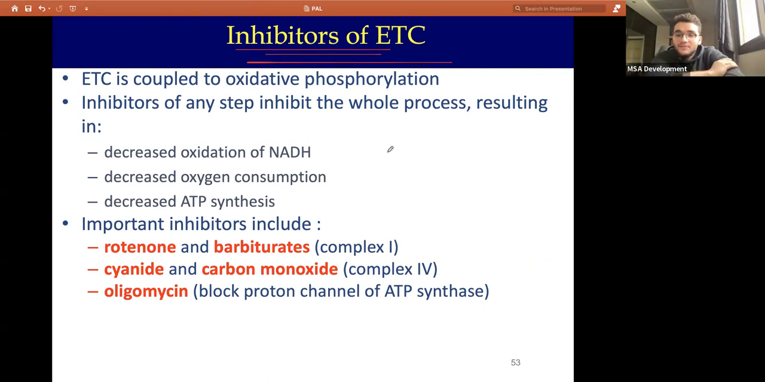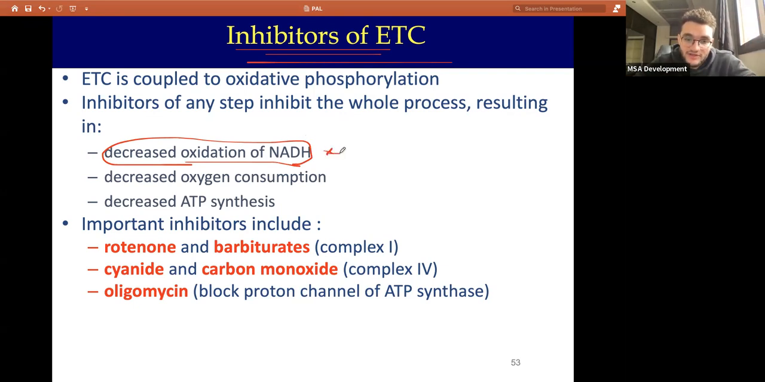Now let's say any of these steps was inhibited. If you inhibit one step of these, the entire thing will be inhibited, because let's say you inhibit complex 1. Then electrons cannot go to coenzyme Q, then complex number 3, cytochrome C, and 4, right? So this is why oxidation of NADH is reduced, because the whole thing is stopped. Oxidation of NADH, as in you cannot use NADH to form ATP. So that is why it decreases.